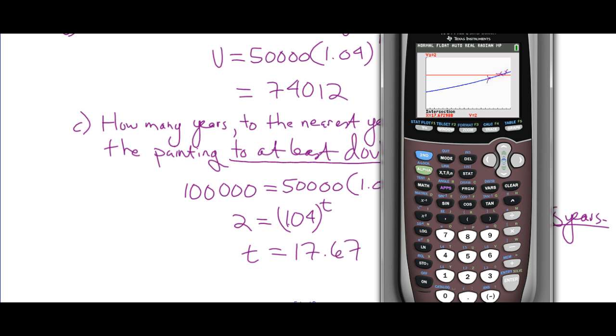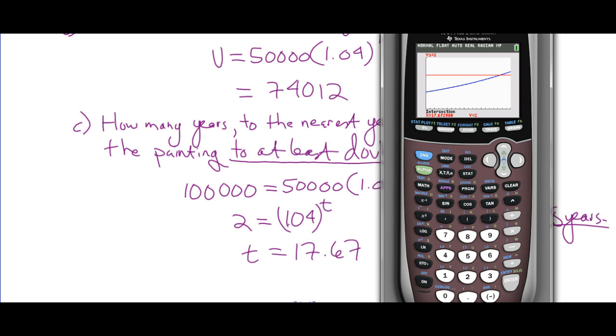So we have to take this and go up to the nearest whole year. Even if it were 17.2 years, we would still have to go up to the next highest year. Because if we go down, if we use normal rounding, if it was 17.2, our value is going to be down here somewhere, right? It will not have hit double just yet.